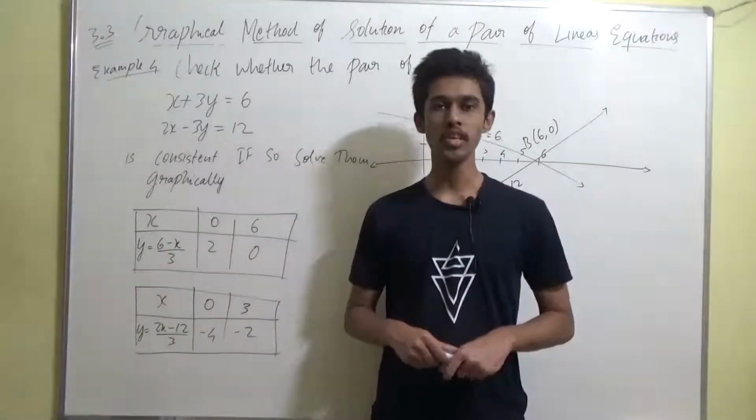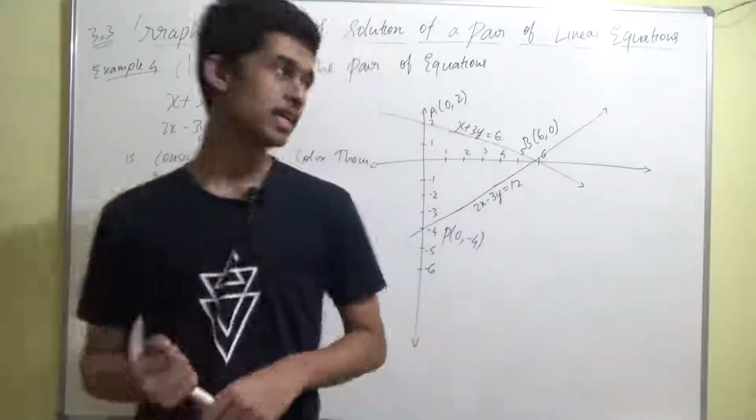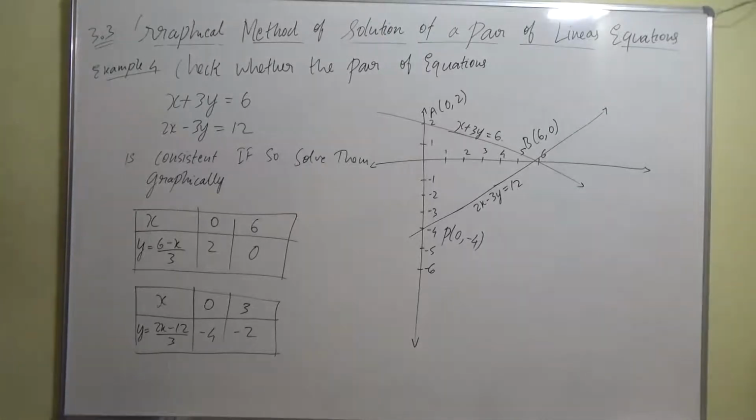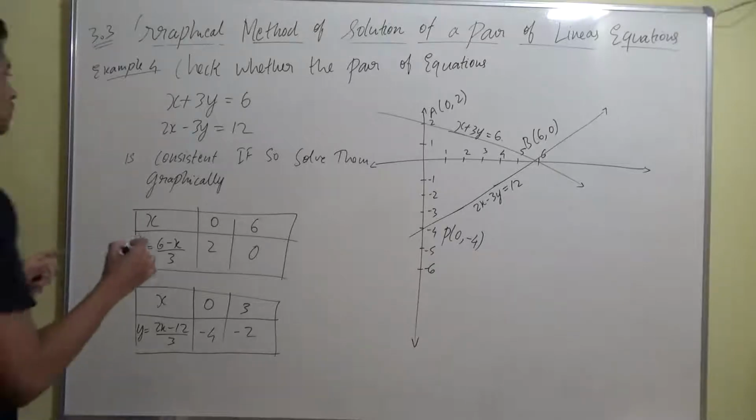So guys, after learning the basics, let's go ahead and see example 4 of this chapter. That is, check whether the pair of equations, these two equations they have given us, is consistent. If so, solve them graphically. First let's check if they are consistent, guys.